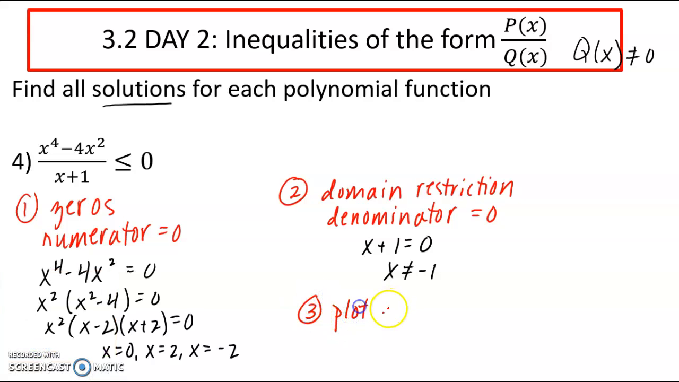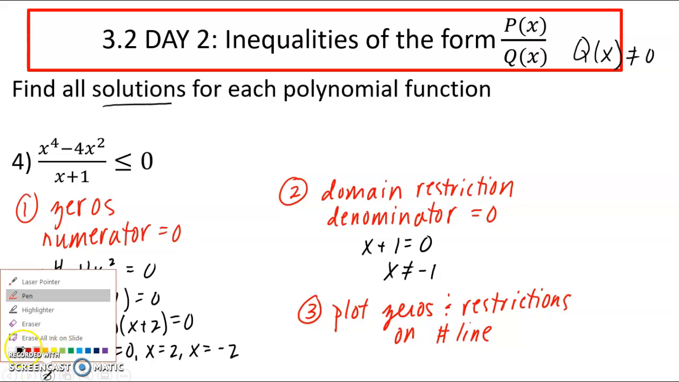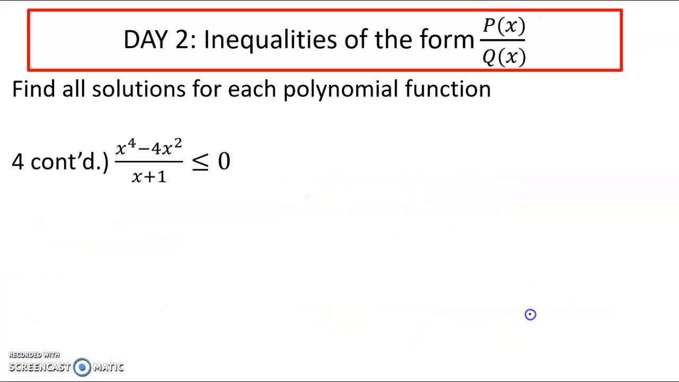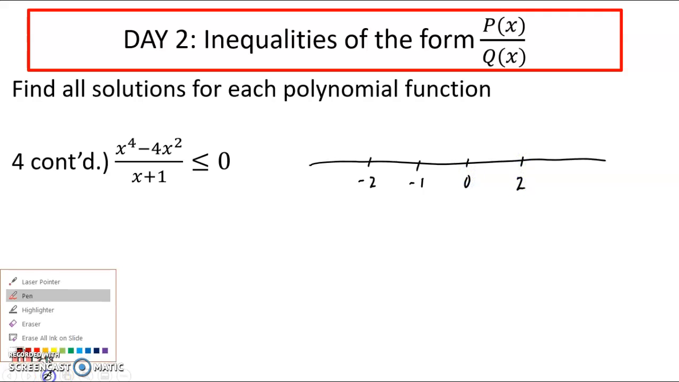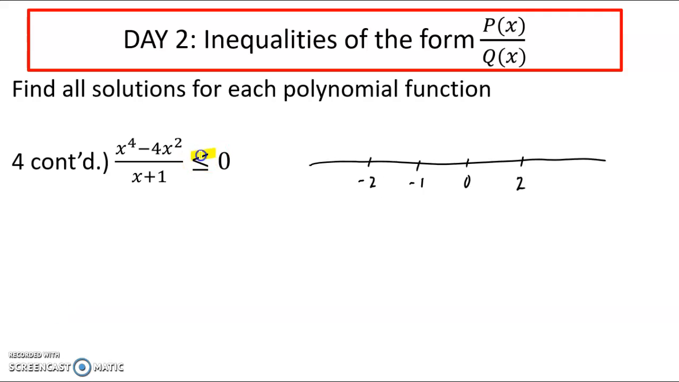So I'm going to plot zeros and restrictions on the number line. So there's a lot of them, all right? Negative 2, negative 1, 0, and 2. All right, now let's look at our inequality. Our inequality is all values less than or equal to.